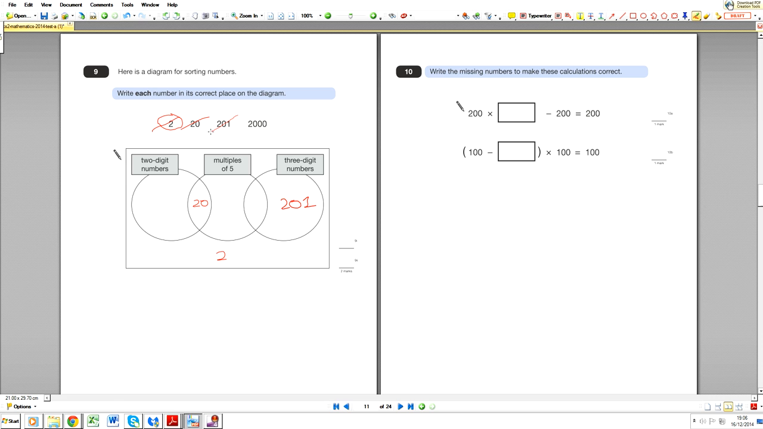So that's done. The number 2000, is it a 3-digit number? No. So it can't be in this circle, but is it a multiple of 5? Yes. So it goes where? In the middle.